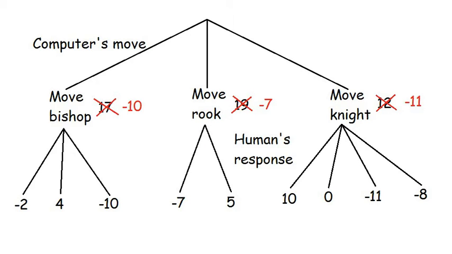Now the best move, that is to say the least bad move, is to move the rook. We end up in a bad situation, but at least the score isn't any lower than minus 7. The computer moves the rook.